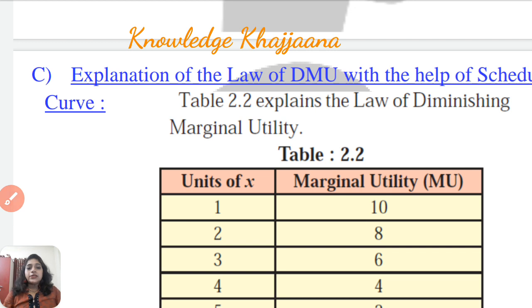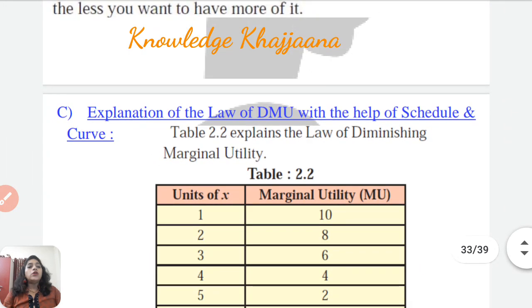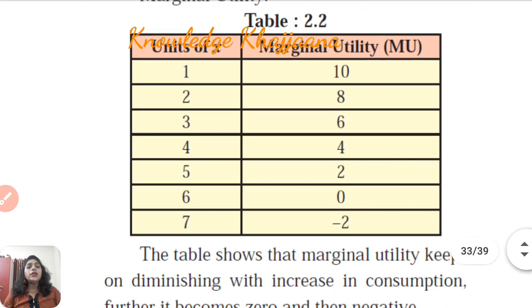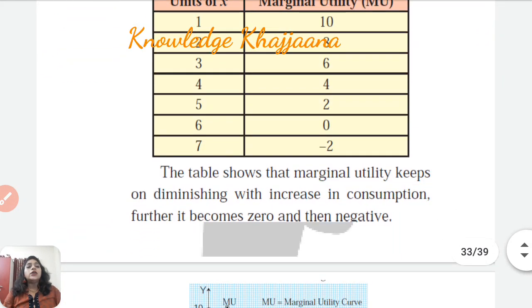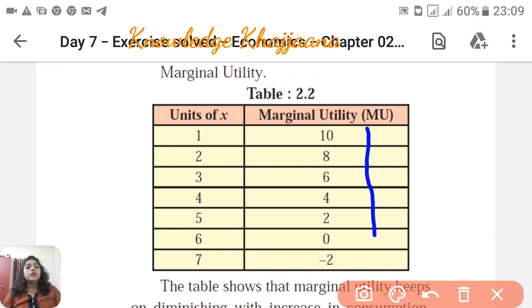Then in point number C, you have to give its explanation. What is the explanation of the law of DMU? With the help of a schedule and curve, you have to give its explanation. You can take any example which shows the units of commodity X consumed and its marginal utility. Any numbers you can take. The table shows the marginal utility keeps on diminishing from 10, 8, 6, 4, 2, 0, then it becomes -2.